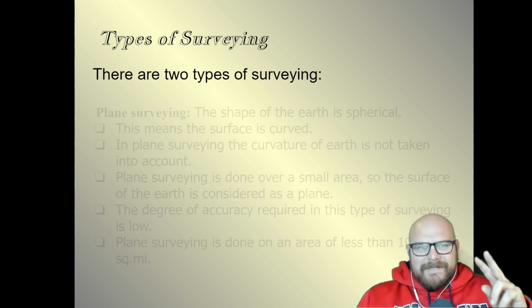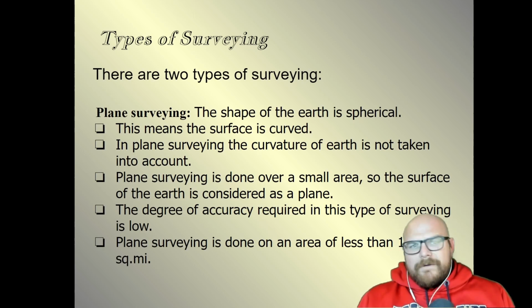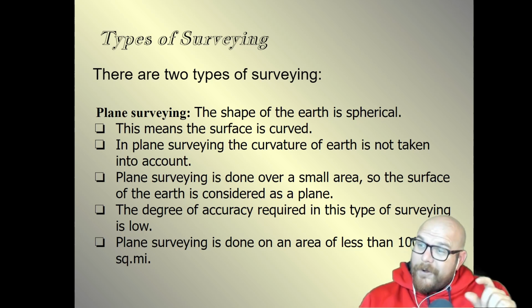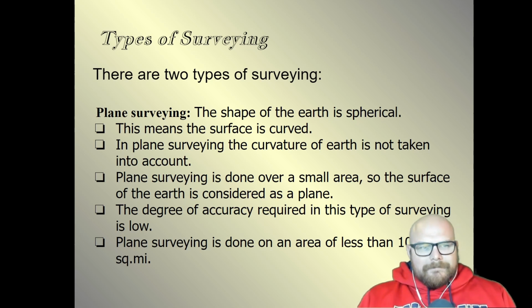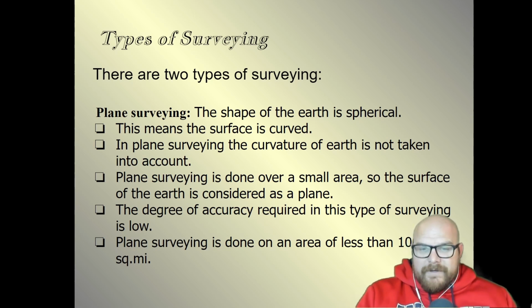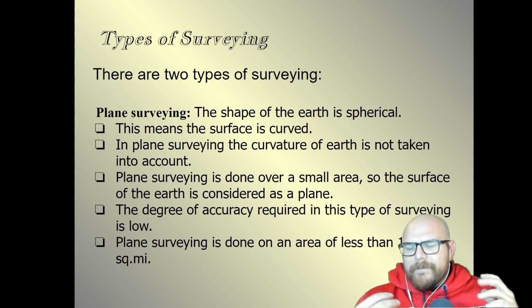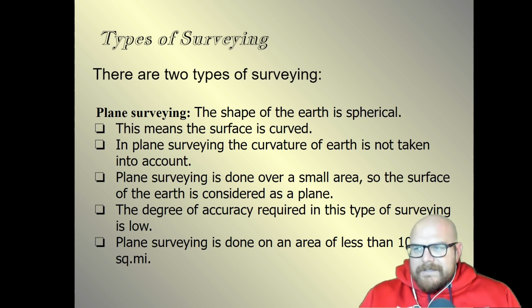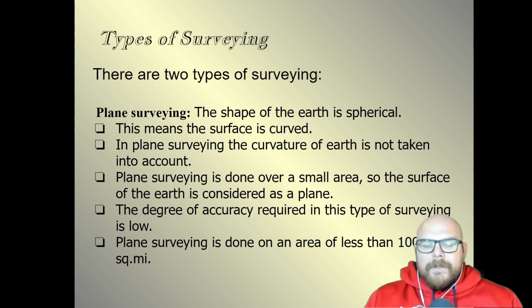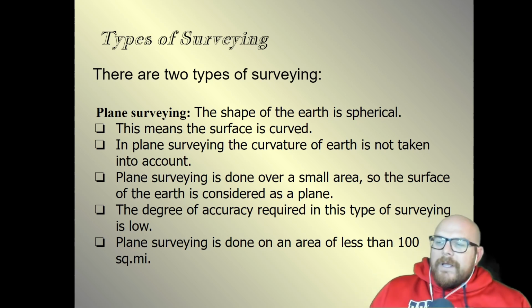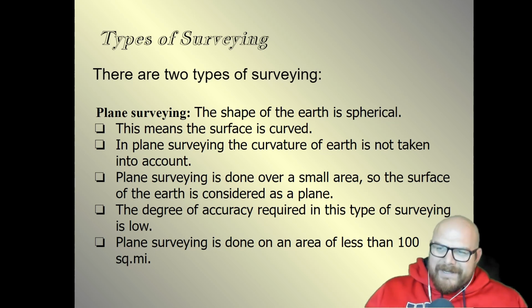There are really two basic types of surveying. There's plane surveying, where the shape of the earth is spherical. That means the surface is curved, albeit very, very slightly. In plane surveying, the curvature of the earth is not taken into account. Like we've said, this is what we are going to be dealing with. Most of the stuff with agriculture, there are very few operations where we bring the curvature of the earth into account because we're not dealing with things over a very long space. Most of the time, about 100 square miles, we're going to be considering plane surveying.